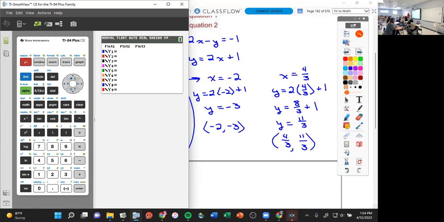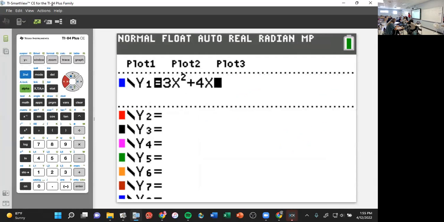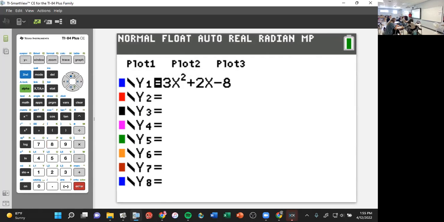The first equation, y'all are going to have to help me. It was 3x squared plus 4x minus 5 equals 7. No, that's not it. Never mind, I'll get it myself. Sorry. 3x squared plus 2x minus 8. Because you have to solve them both for y, correct? The other equation was like 2x plus 1.